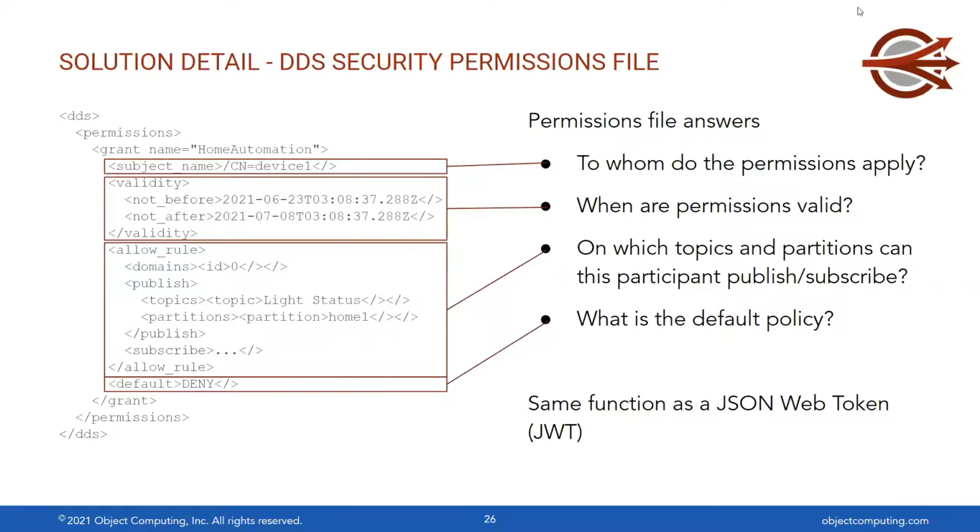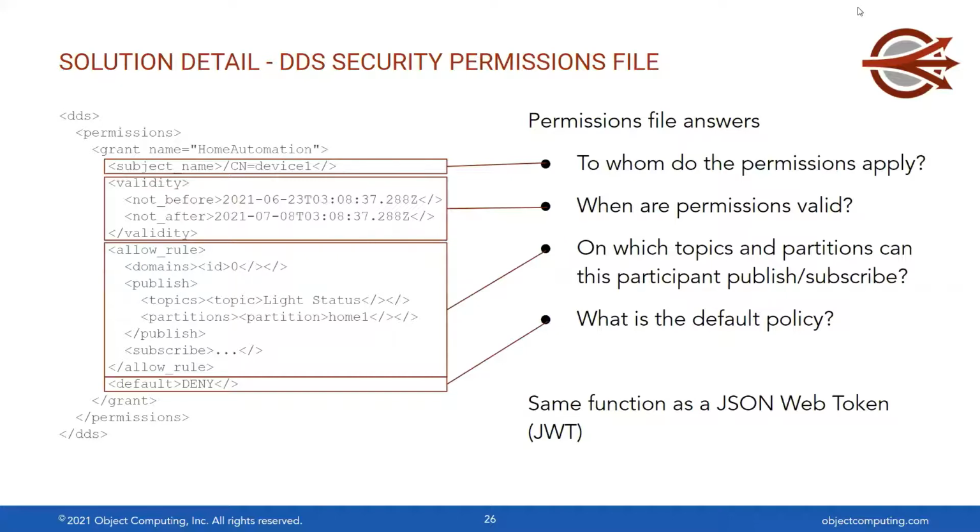So that's the governance. We now move on to the permissions file. The permissions file says what a specific participant has. It identifies to whom the permissions apply. In this particular case, it agrees with their public certificate. It says when the permissions are valid, and which topics and partitions this participant can publish and subscribe.